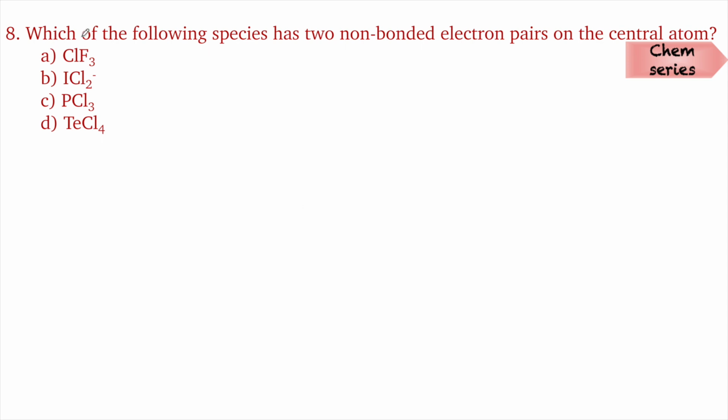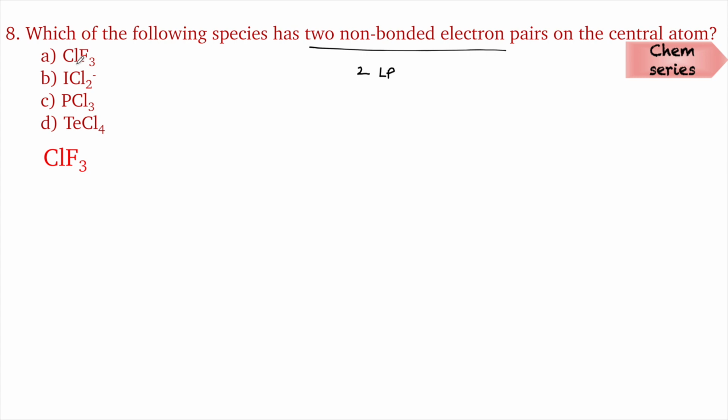So the next question is, which of the following species has 2 non-bonded electron pairs on the central atom? The 2 non-bonded electron pairs means 2 lone pairs. Okay, that is, the lone pairs do not involve in bond formation. So they are asking which molecule has 2 lone pairs.